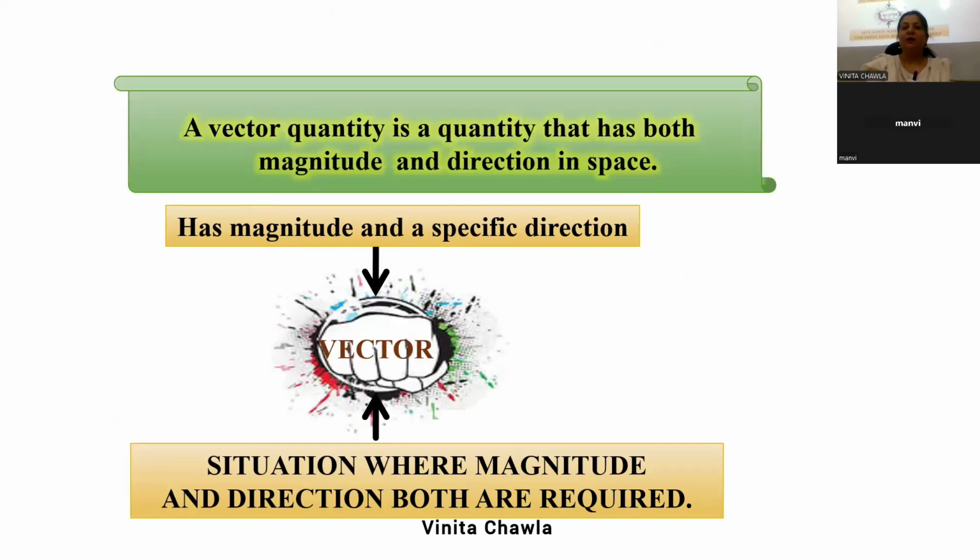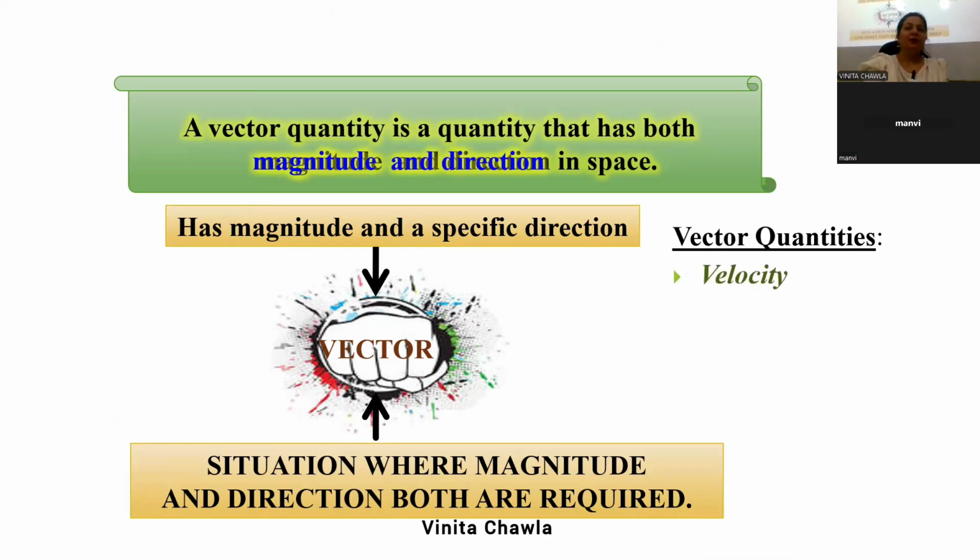And a vector quantity is the quantity that has both the magnitude and direction in space. They can be described by both the magnitude as well as direction. Examples of vector quantities are displacement, force, velocity, acceleration, torque. You don't know torque? क्या होता है torque? What is torque? It is the rotational analog of force. Okay, we'll discuss torque in rotational motion. So these are vector quantities.